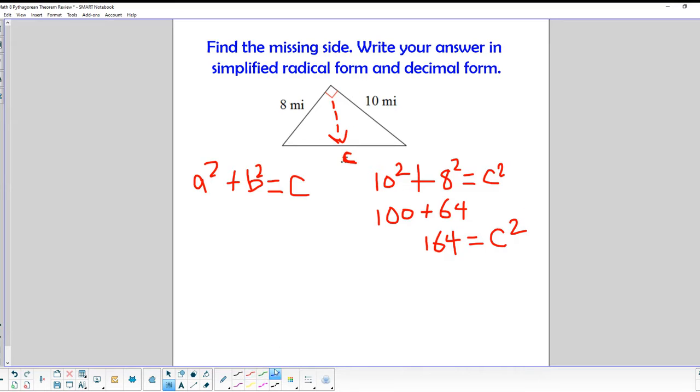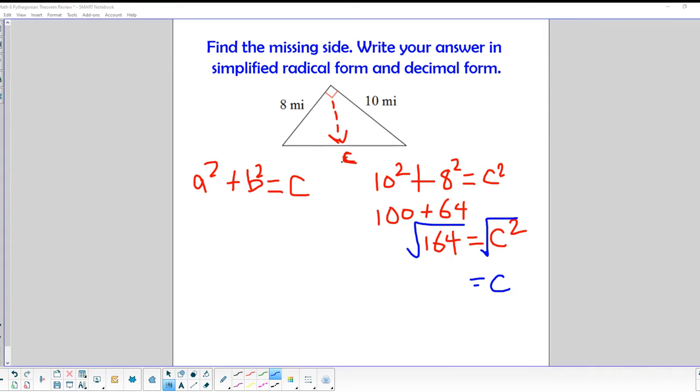Then we showed you how if we unsquare a square, or take the square root of a squared number, we just end up with that original number. So if we take the square root of 164, we will get our answer. And so I'll do that with my calculator. So 164 square root. And so this ends up being 12.80624. It's a really big decimal.